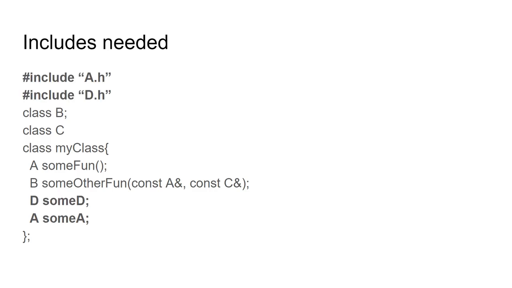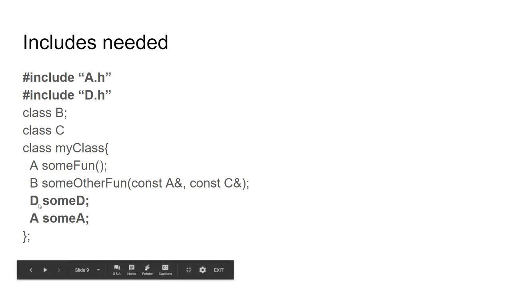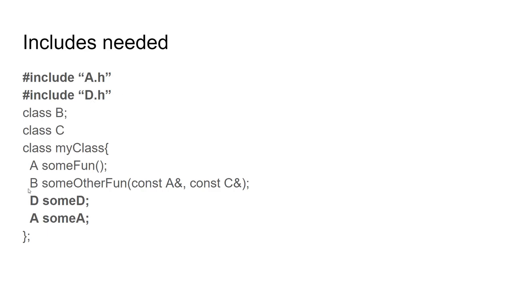Here's where I would need some includes instead. If I actually had instances of A or D inside the class as members, that's when I would need to include A.h and D.h. Because in order to build my class, it needs to know how big those members are to be able to allocate the correct amount of space for them inside of myself. So because I have a D and an A here, I'm going to have to include A and include D here. But because with B and C I'm only returning an instance of a B or accepting a reference to a C, I wouldn't need to include them.